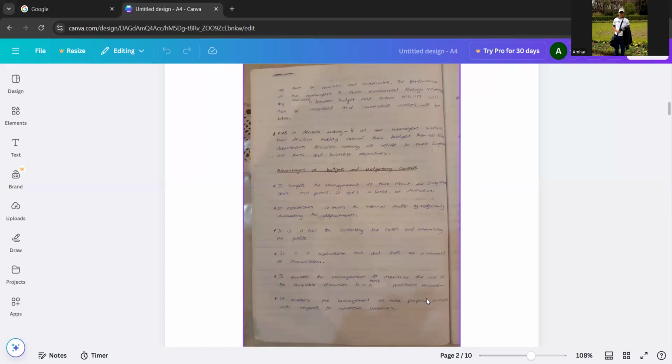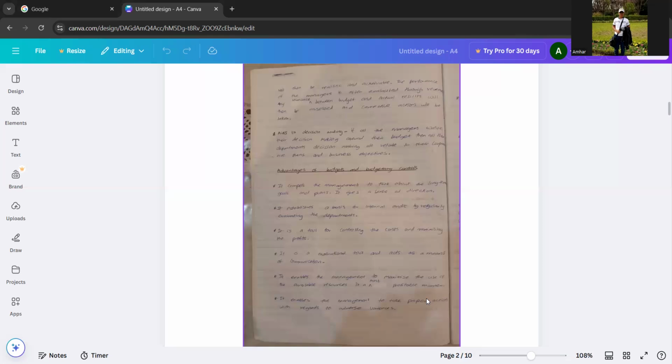Moreover, it is a motivational tool and acts as a means of communication, because even in the role of budgetary control, we studied about motivation. So, budgets will actually help a company, help business employees to get motivated. Okay, and then it helps the management to maximize the use of the available resources in a most profitable manner.